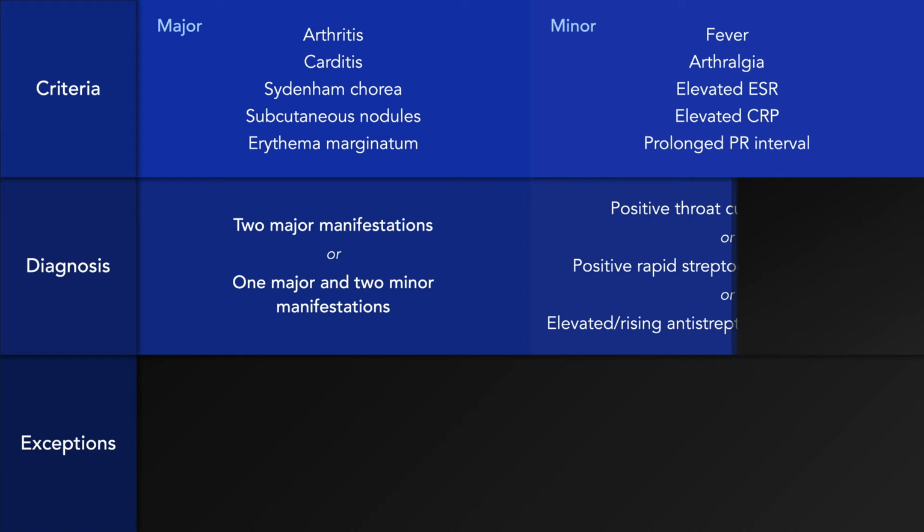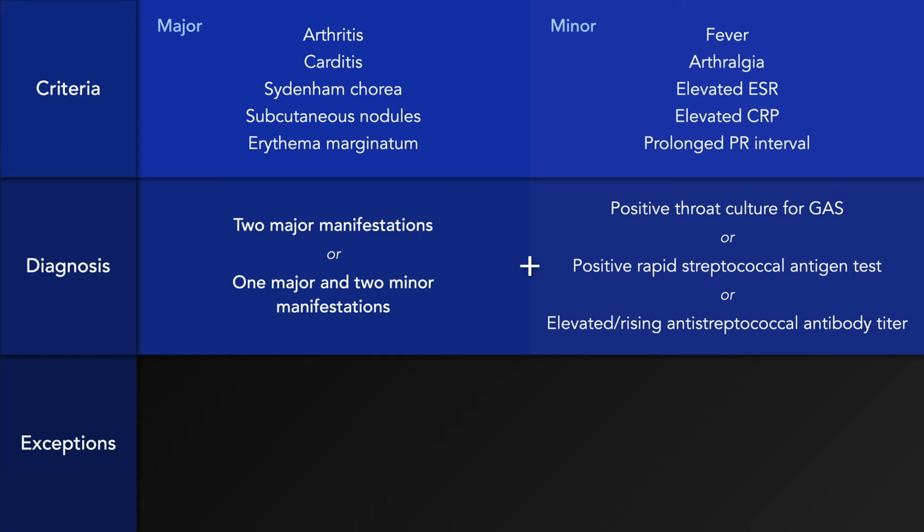In addition to the clinical criteria, there must also be evidence of a prior group A streptococcal infection, which can be confirmed via either a positive throat culture, positive rapid strep test, or an elevated or rising antistreptococcal antibody titer.